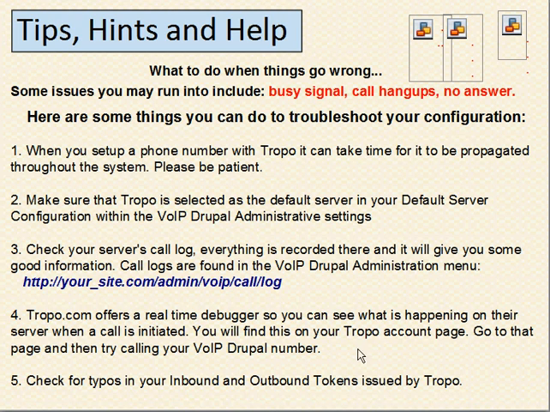Tropo.com offers a real-time debugger so that you can see what is happening on their server when a call is initiated. You'll find this in your Tropo account page. Go there, click on the link, and then try calling your VoIP Drupal number. You'll see where it's dying. Check for typos in your inbound and outbound tokens issued by Tropo. I would copy and paste those.